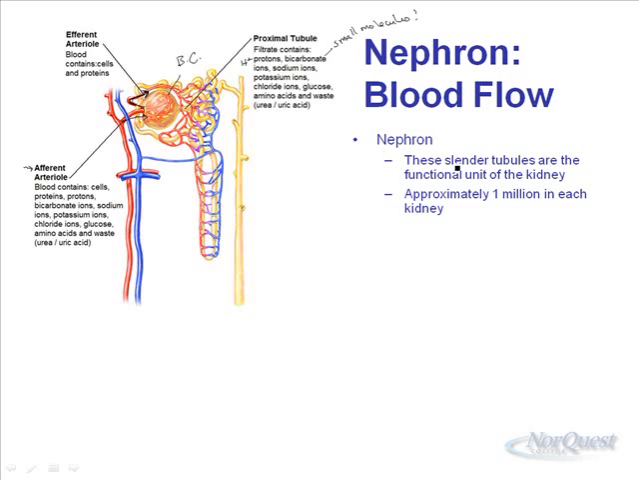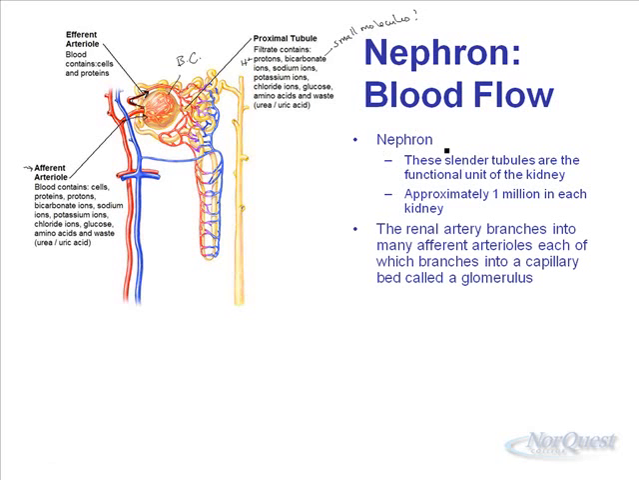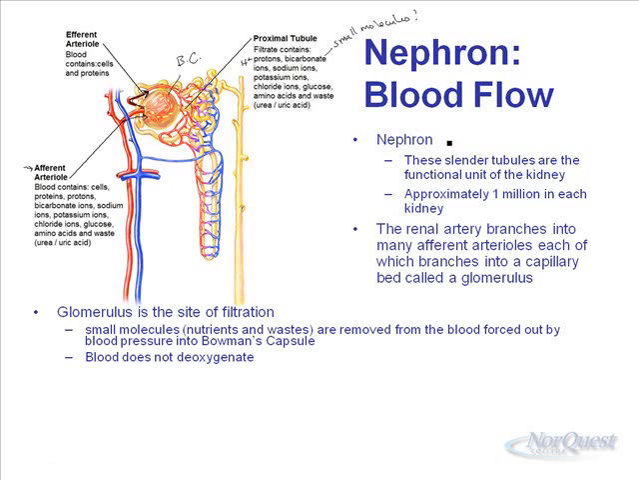So in the nephron, these slender tubules are the functional unit of the kidney. There's about 1 million in each kidney. The renal artery, as I said, branches into many afferent arterioles, each of which goes into a glomerulus, and then from the glomerulus, this is the site of filtration. All of those small molecules are removed from the blood, forced out by blood pressure into Bowman's capsule.